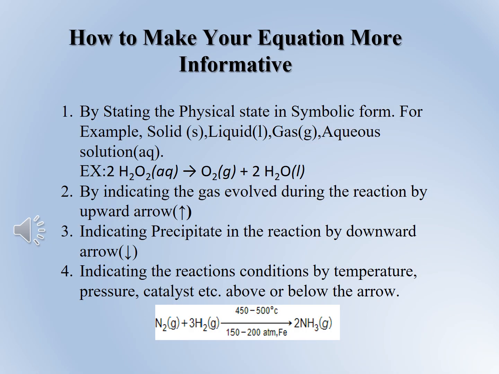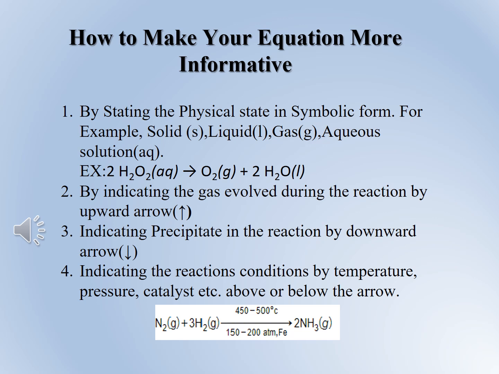Now, after balancing, the next thing that comes to our mind is whether the balanced chemical equation gives us all the information about the chemical reaction or not. So let's discuss how we can make the equation more informative. The following are the ways to make it more informative. The very first is by stating the physical state in symbolic form for reactants and products participating in the reaction. For example, small s for solid, l for liquid, g for gas, etc.